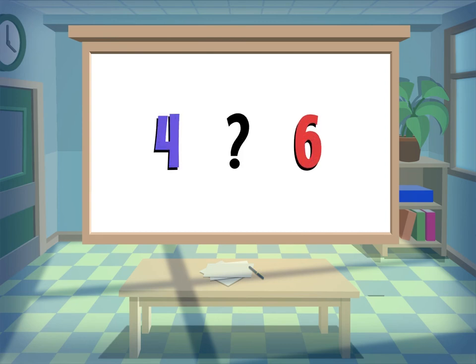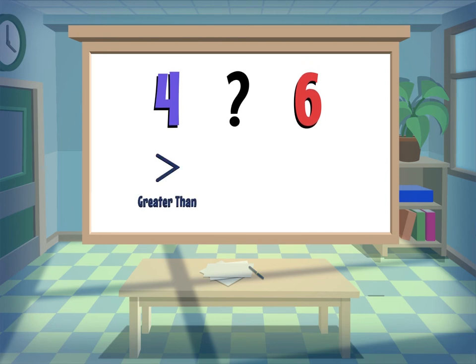Let's compare these two numbers, 4 and 6. Which sign should we use here? Greater than, less than, or equal to? We know that when we count things, we talk about their quantities. The numerals, like 4 and 6, represent those quantities. Let's look at the quantities that these numerals represent. We will replace them with blue and red squares.